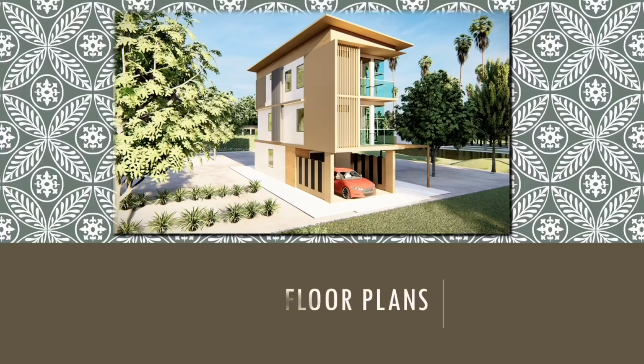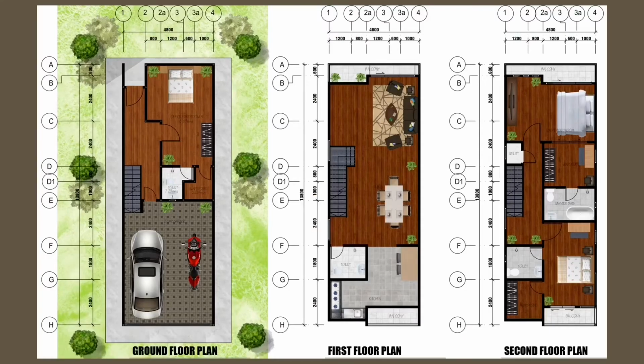From the left, the ground floor plan has a car park for a unit of car, office or bedroom 3, along with a toilet and wardrobe. In the middle, the first floor plan has the dining area connected with the kitchen and a toilet. To get a better view to the outside, there are balconies at both the north and south side of the house.